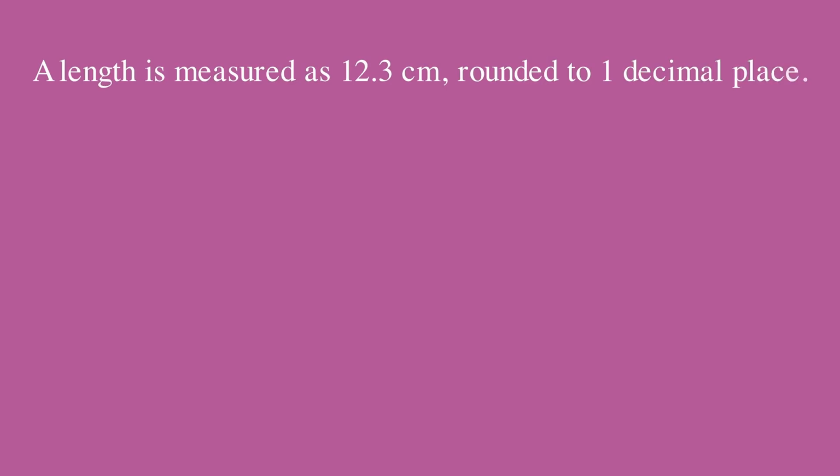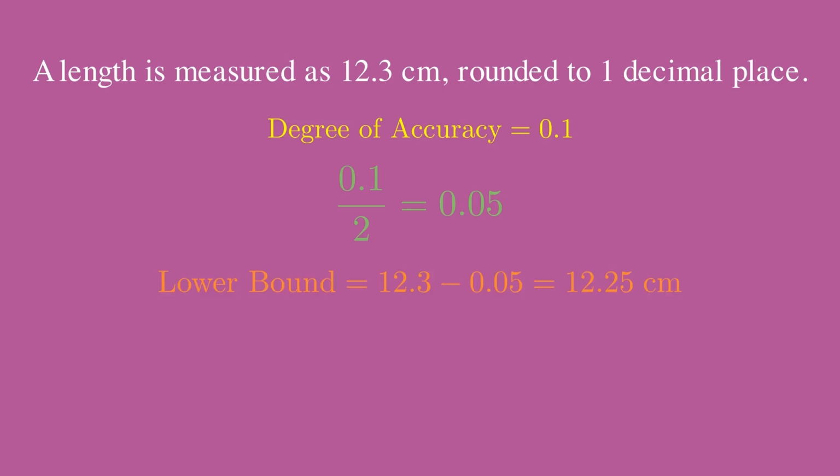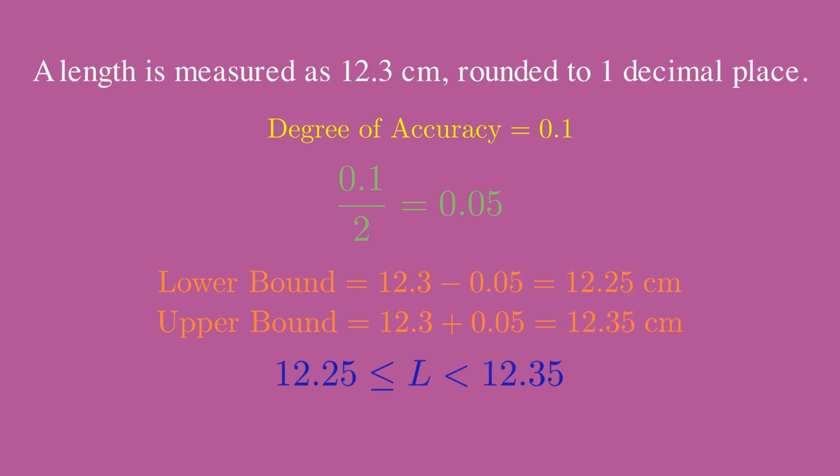In example 1, a length is measured as 12.3 centimeters, rounded to one decimal place. Find its lower and upper bounds. Here, the number is 12.3, and it's rounded to one decimal place. That means our degree of accuracy is 0.1. So half of our degree of accuracy is 0.1 divided by 2, which is 0.05. For the lower bound, we subtract 0.05 from 12.3. This gives us 12.25 centimeters. For the upper bound, we add 0.05 to 12.3, and this gives us 12.35 centimeters.